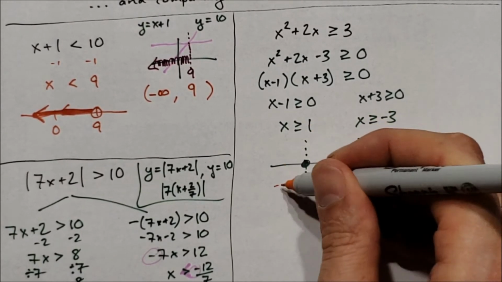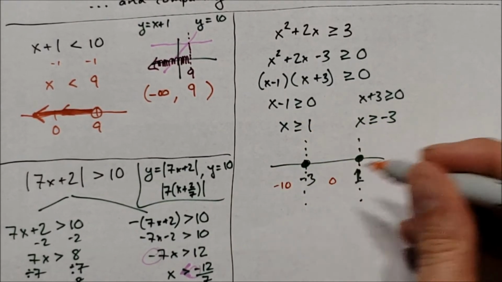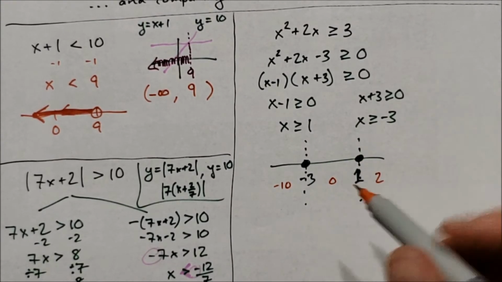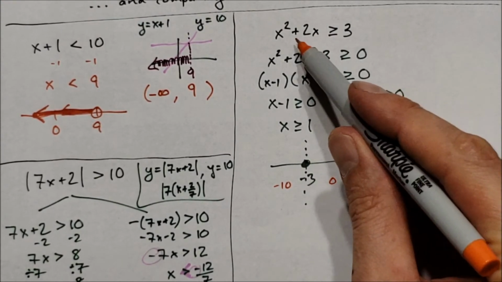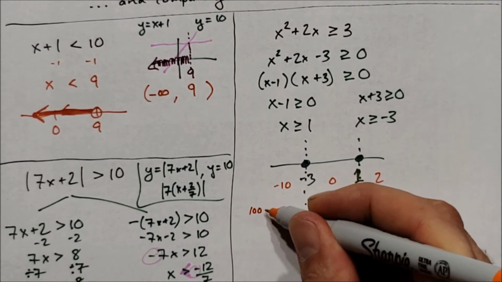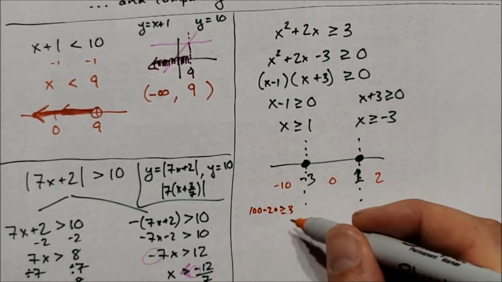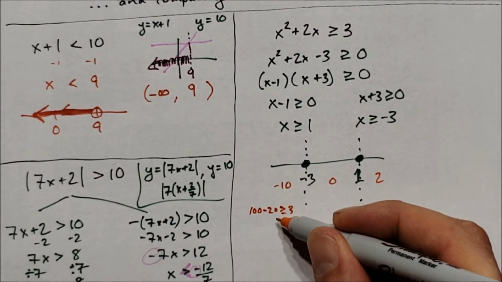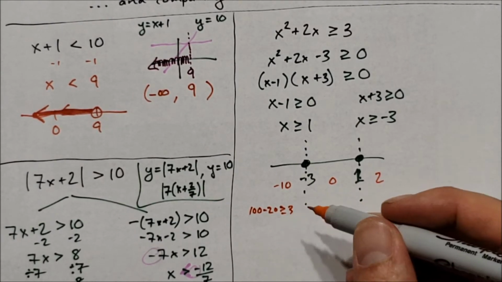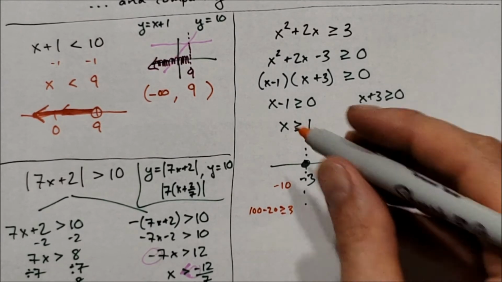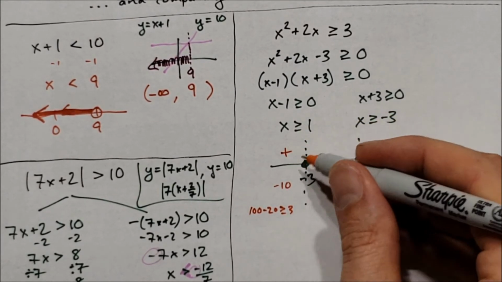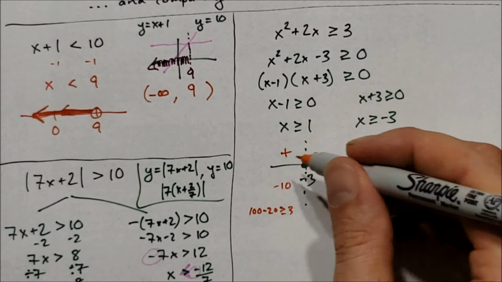Let's test out -10. We'll test out 0, and we'll test out 2. Well, if I plug in -10, that's 100 minus 20. Is that greater than or equal to 3? Well, 100 minus 20, that's 80, is greater than 3. By gosh, yes, that is. I'm going to put a plus there, or you can put a T for true. But plus, yes, that's true.